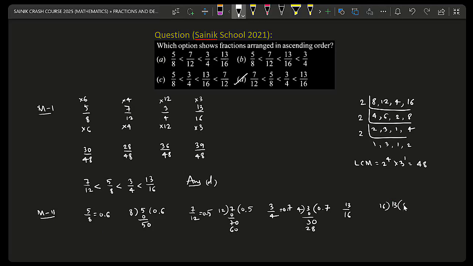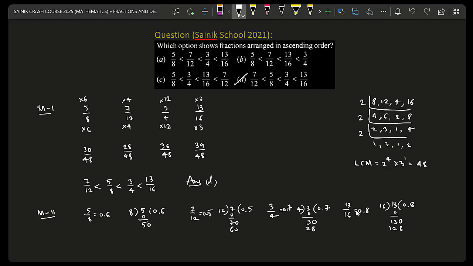16 into 0 is 0. 13, put decimal point 0. 16 table, 130. 16 eights are 128. 16 eights are 128. So we got 0.8.